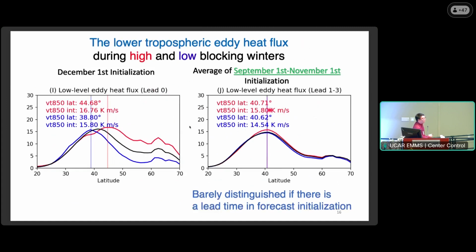And we see the same behavior if we look at the lower tropospheric heat flux. So basically, it's saying that the meridional displacement of storm track eddies during high and low blocking winters is barely distinguished if there is a lead time in forecast initialization, resulting in a poor representation of synoptic scale eddy feedback onto the blocking variability.